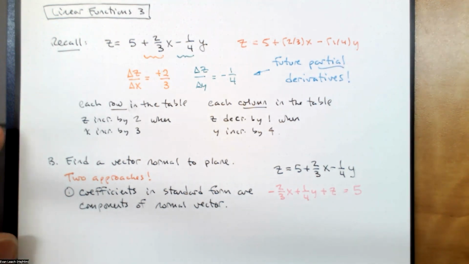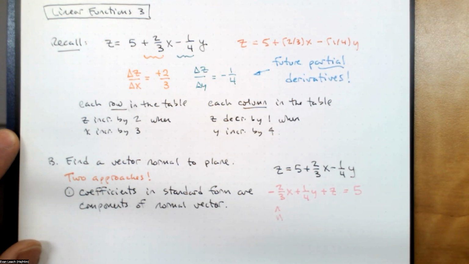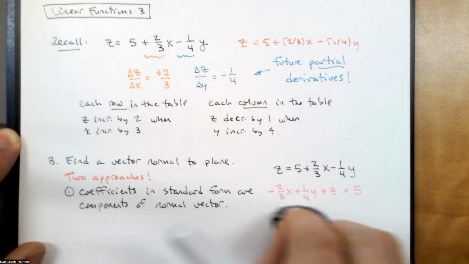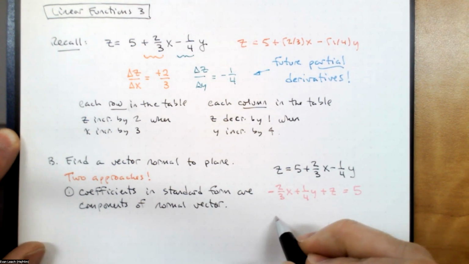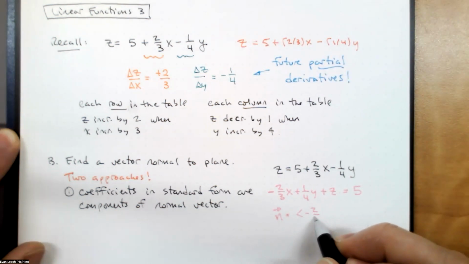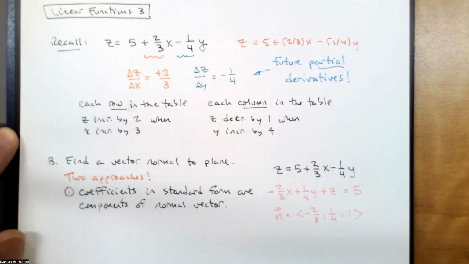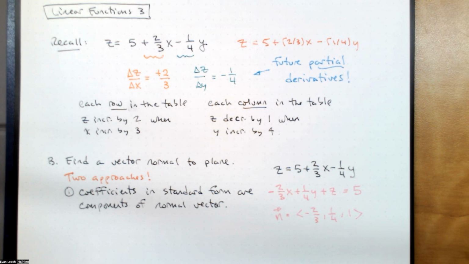So we could say that a normal vector, I didn't want to make it a unit vector, but a normal vector could just be negative 2/3, 1/4, 1. This might not be the one that you came up with, even though I told you it was correct. You just had the one that was 12 times as long as this one.